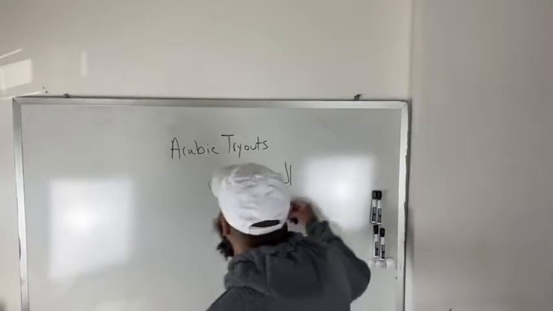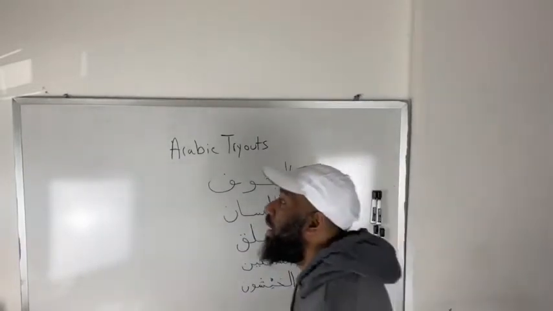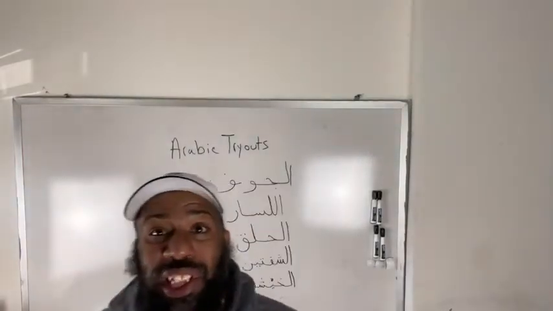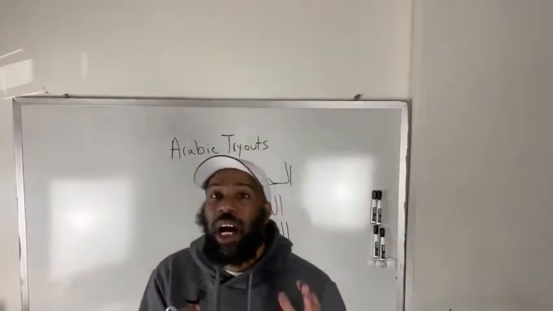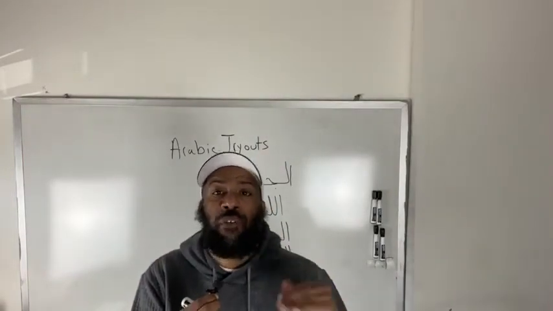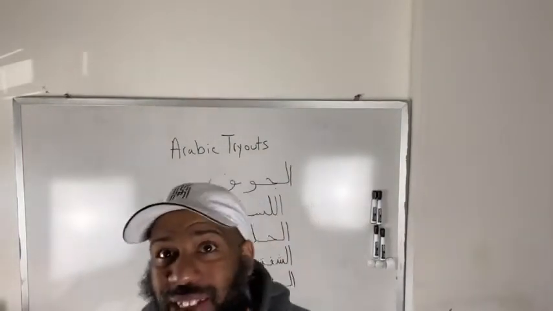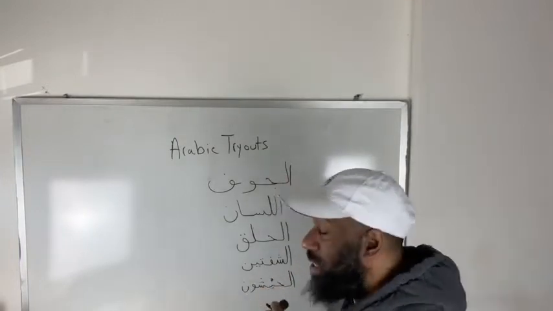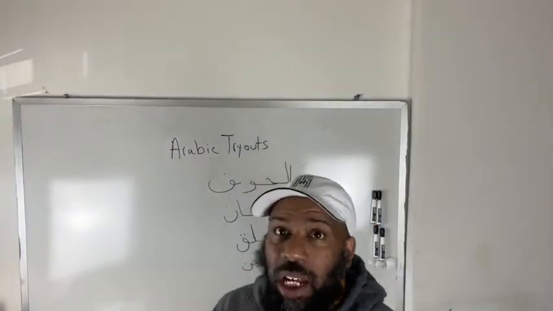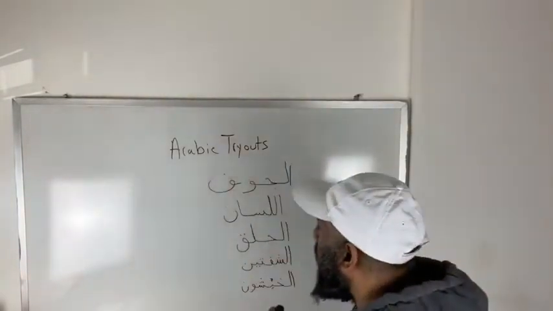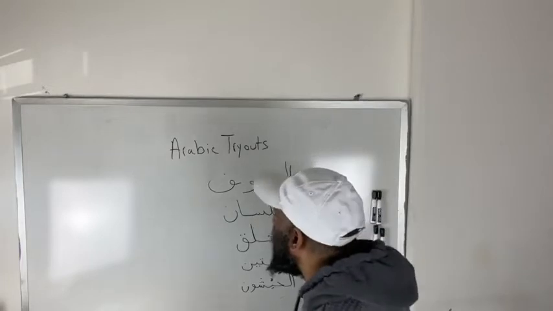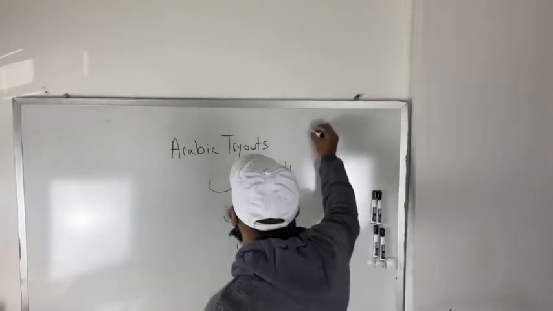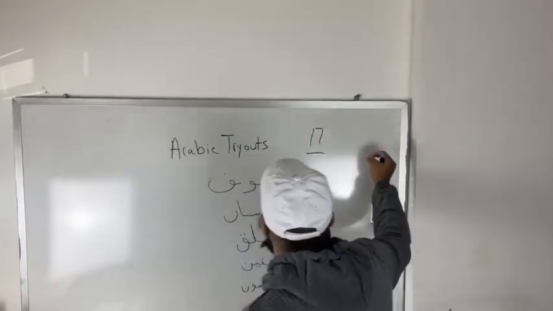Now, there are 17 points, or makharij, which is the plural of makhraj, meaning points of articulation. There are 17 points or sources for where a letter comes from. However, they have been spread out within these 5 main areas, which we'll talk about briefly. So remember, the number is 17 makharij.